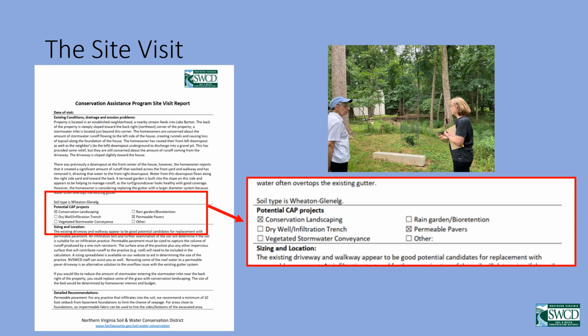For example, an owner might be interested in a practice type such as permeable pavers, and staff may determine that the site would not be a successful candidate for permeable pavers. And staff will talk with the owner about that and potentially explore other options with the owner. Ultimately, our recommendations are written up in a site report, an example of what you see here, and we email that to the owner within a couple weeks of the site visit.